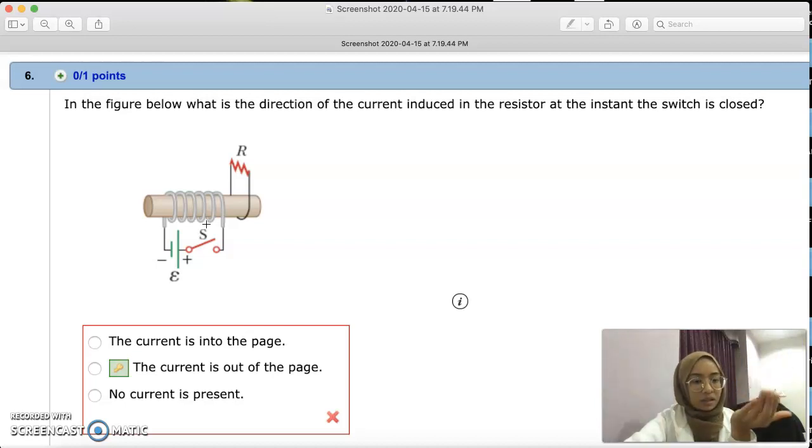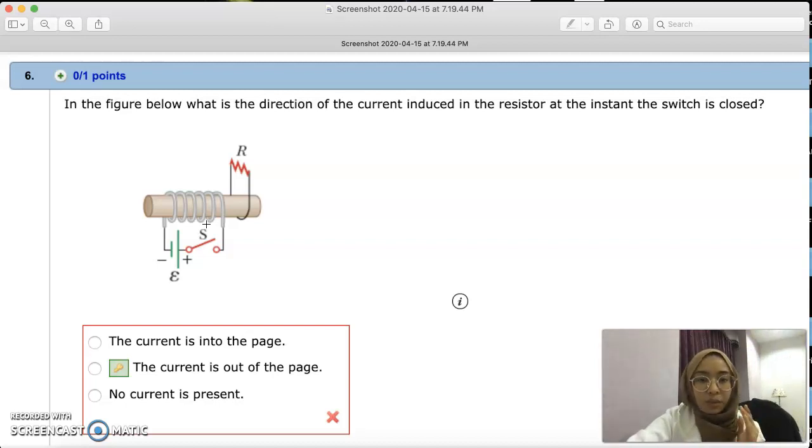Your current is flowing like that in your coil, which means that the current is flowing towards you in the resistor. It's flowing towards you because your magnetic field is like this and your current is going like that, which means that when you look at the resistor, you are looking at it like this. The current is flowing towards you.